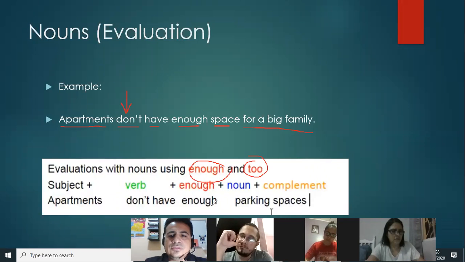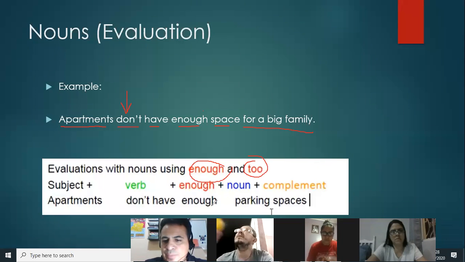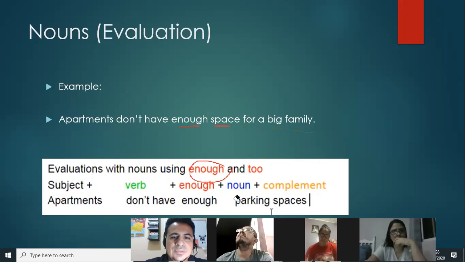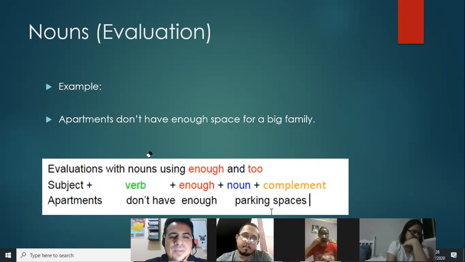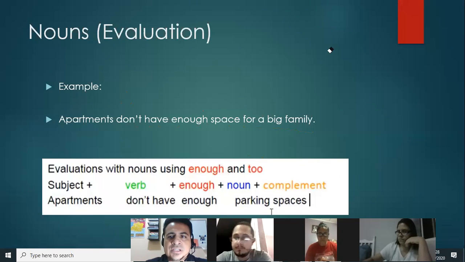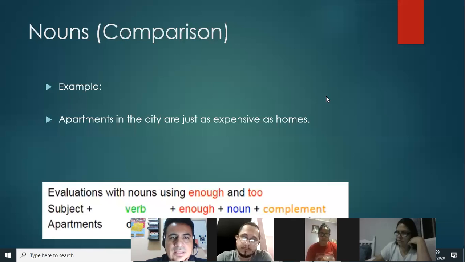Don't have enough privacy. Apartments don't have enough rooms. Apartments don't have enough kitchen space. Y ahí uno puede simplemente tirar cualquier noun al final. Okay? Questions? ¿Preguntas for this section? Okay, so remember, aquí no tengo el verb to be, pero sí tengo en algunos casos el verbo auxiliar, do or does.